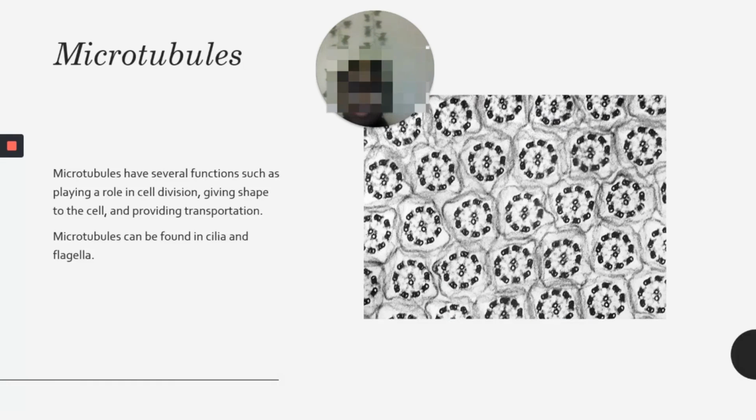And then for the last filament, we have your microtubules. Microtubules function in several ways, one of them being the transportation of membrane-bound organelles, and these can be found in your flagella and your cilia. Now, if you don't remember these terms, your flagella are your long hair-like structures and are kind of like used to move a whole cell by itself. An example would be sperm. And cilia are your short hair-like structures that can move substances on the outer surface of a cell.